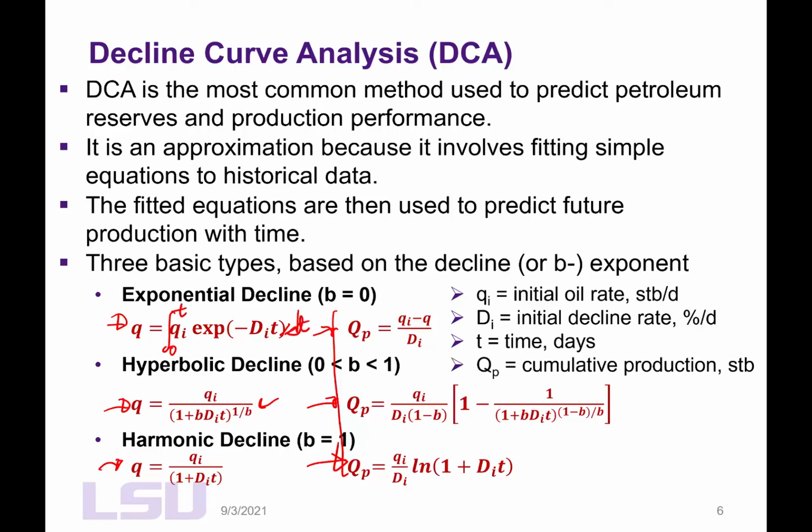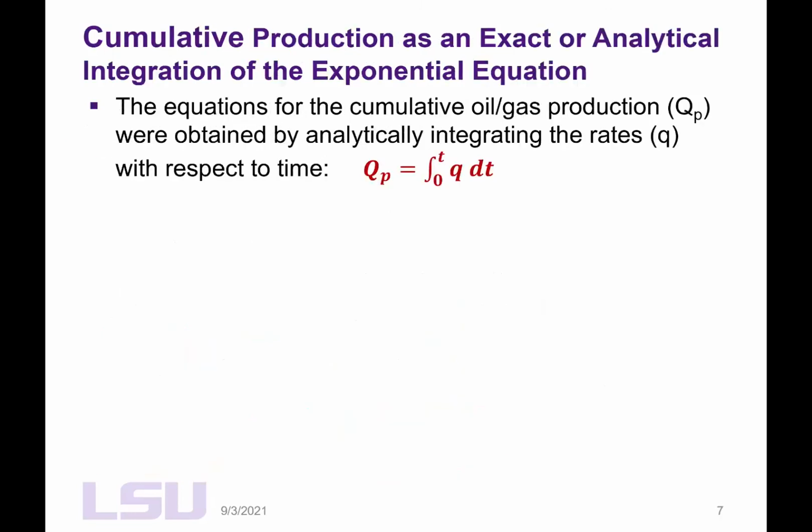So what if we actually do that for one of the models? Here I'm showing that cumulative production can be obtained by integrating it analytically. When you integrate analytically, what you're doing is an exact integration. And when we integrate numerically, it is approximate, and we'll talk about that later. So let's start with the analytical integration of the exponential decline model. We want to find out cumulative production given the equation for flow rate.